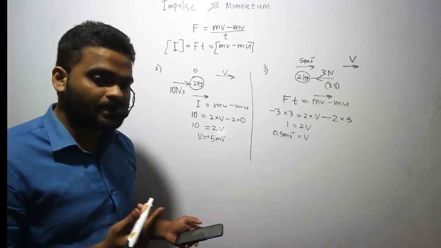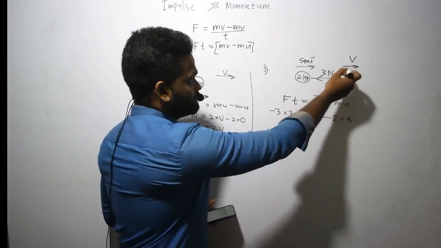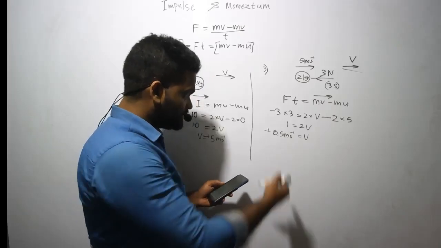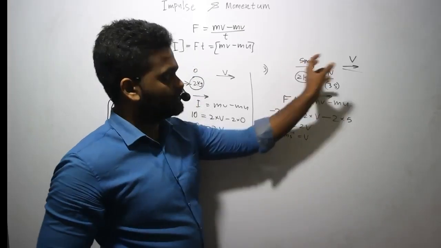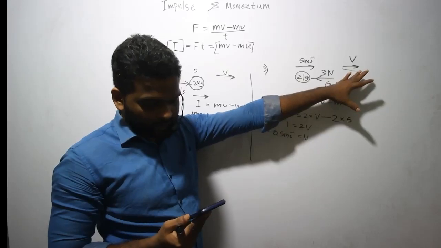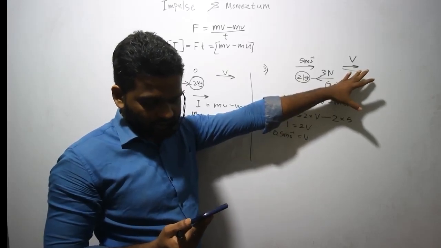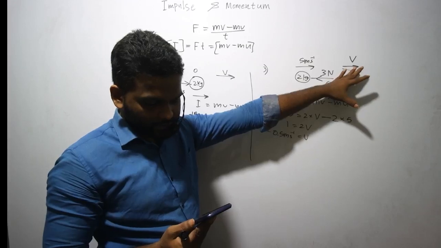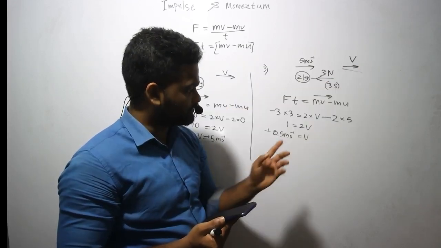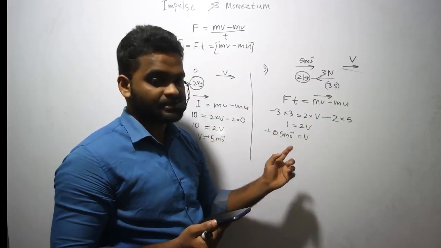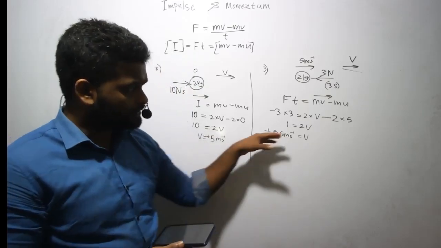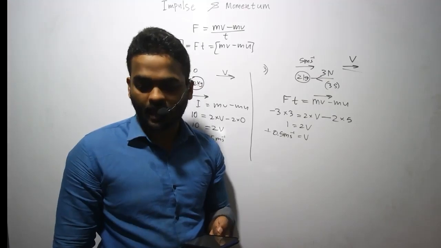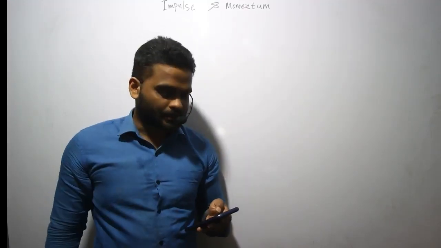And we got a positive value, see that? Meaning the direction we marked here is correct. So it should be to the right direction. It is still moving to the right direction, right? So the answer should be, isn't the answer given there? It should be 0.5 meters per second to the right direction, right? So the answer should be the first one, okay?